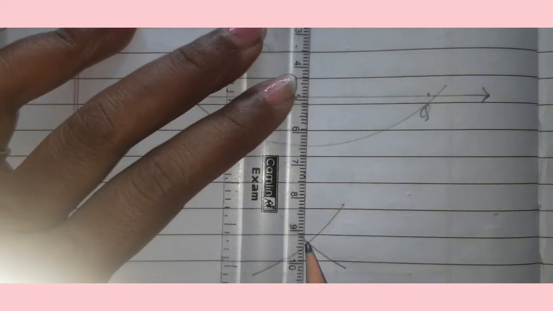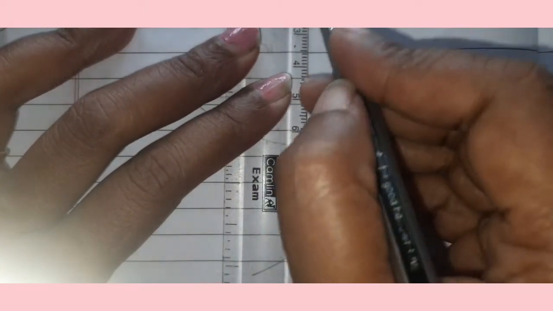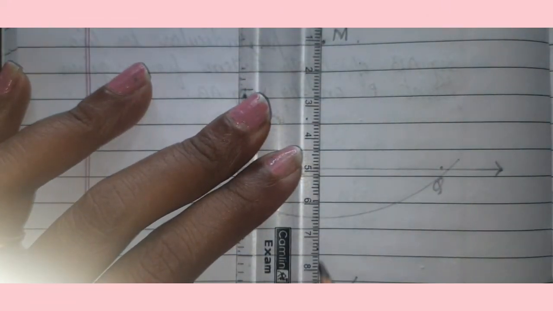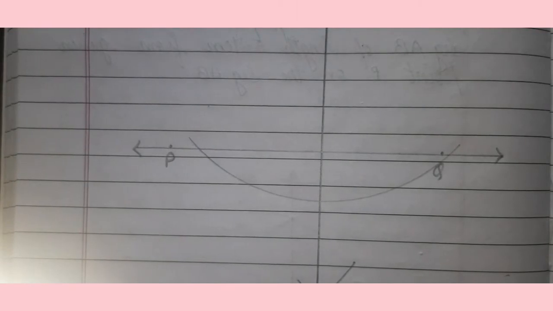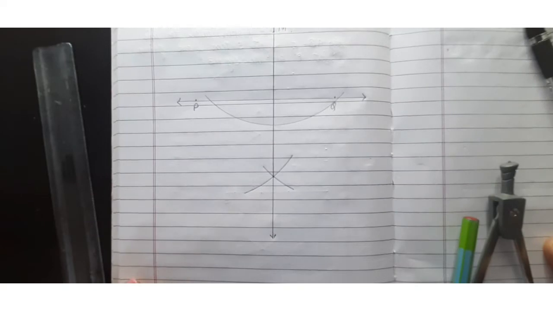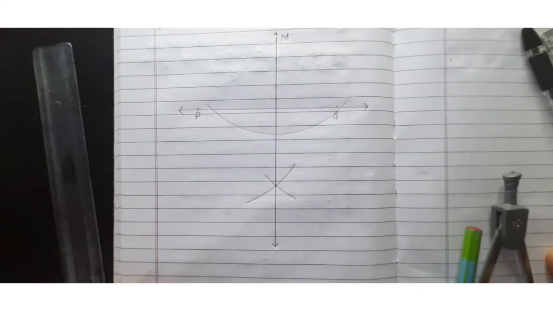So this type of figure you're going to get. So this is the figure that you're going to get. I hope it is clear. Now we move on to the next construction.